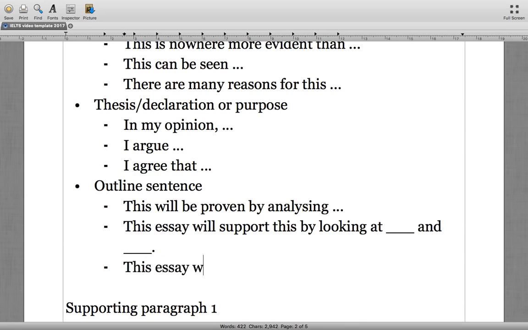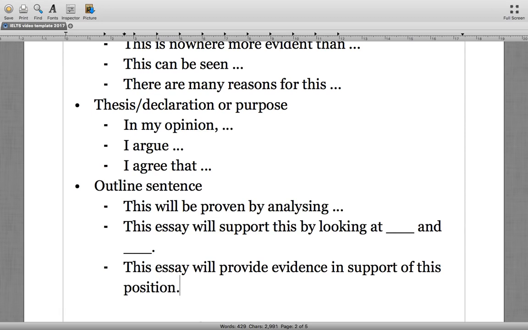This essay will provide evidence in support of this position. So, these sorts of openers are very good at helping to link the different parts of your essay together. Because you're kind of declaring the positions that you're going to look at in the supporting paragraphs, it's a very clear link, and of course that will win you marks for cohesion.